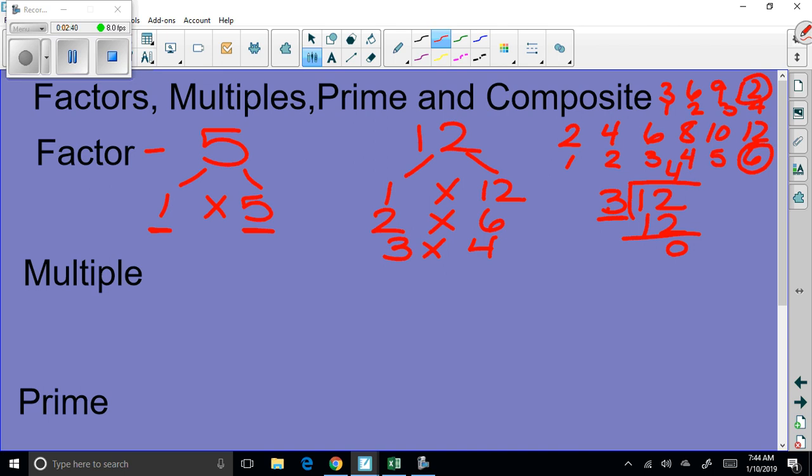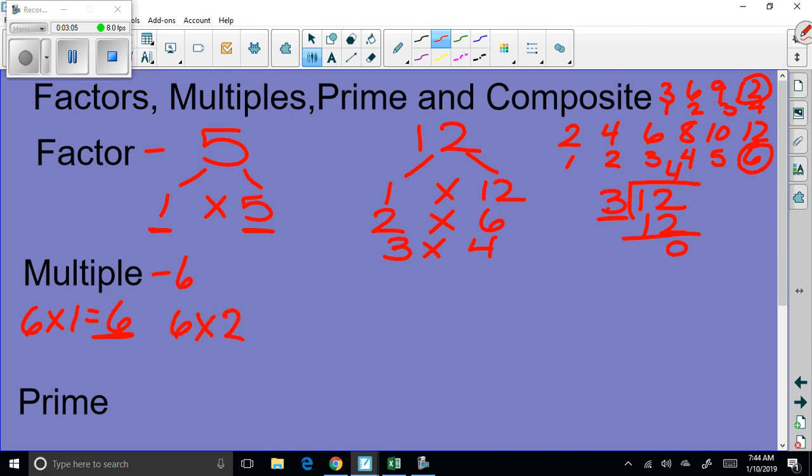Multiples are the product. The product is the answer you get when you multiply. Multiples are the product of a number. So for instance, multiples of 6. If I multiply 6 times 1, it's going to give me 6. 6 is the product. 6 is a multiple of 6.